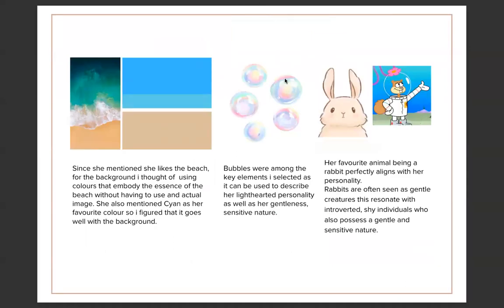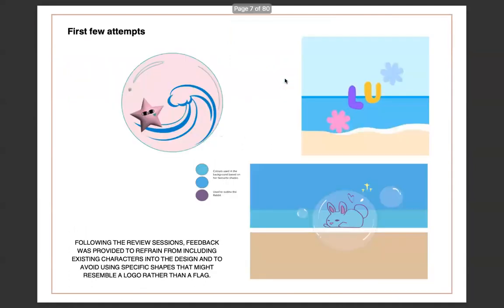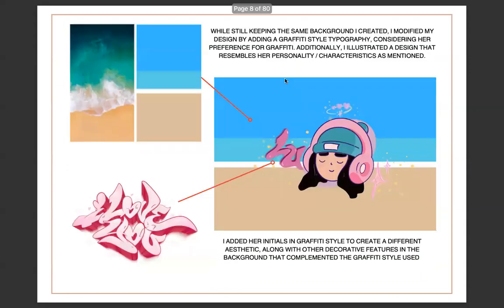I used the beach as the background, and without having to use the image itself, I created an illustration that resembles the beach and some other elements of her preference. These are my first few attempts. After review sessions, I realized that they are mostly logo type and they have used characters in them, so I was told to make changes and modify accordingly.